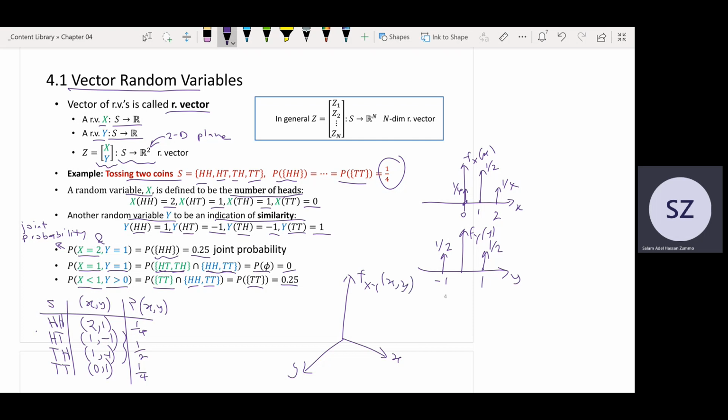What does this mean? These are the pulses, the points that can happen. What are the points? 2 and 1, right? So this is 2, 1. So this is 1. And 1 and minus 1.